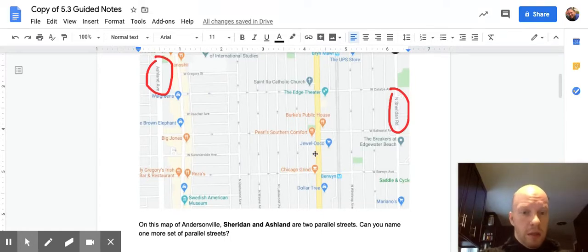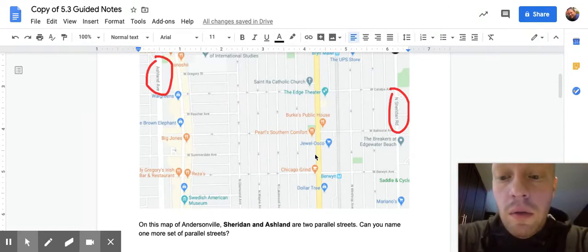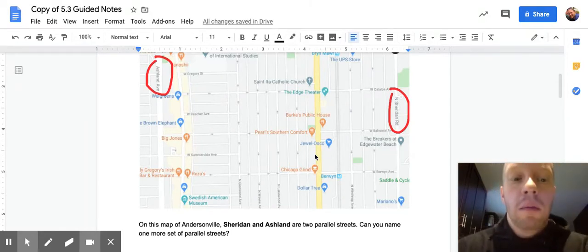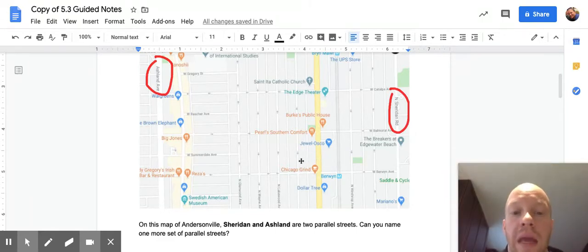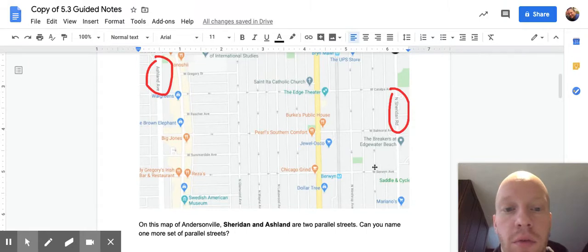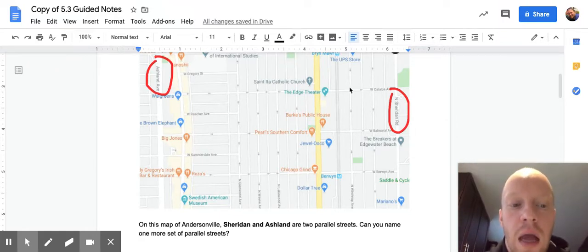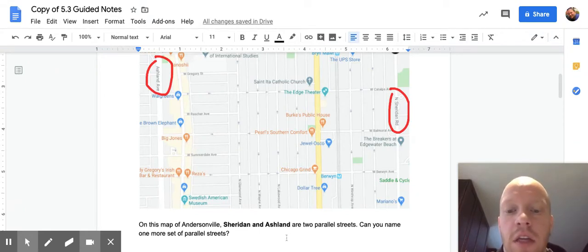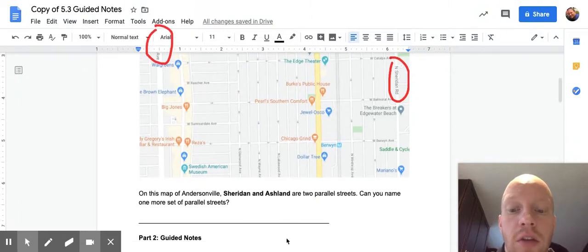That's what makes them parallel. So I want you to take a look at this map and take about 30 seconds to name one more set of parallel streets, meaning you're going to name two streets that are parallel. I'll give you a hint: they don't necessarily have to be north and south. Parallel streets could also be going east and west, or left and right. I'm not going to give you the answer for this. When you submit it, I'm expecting you to write two streets on this map that are parallel. So the next 30 seconds is yours to fill out this part.